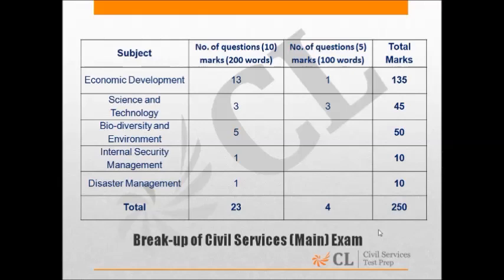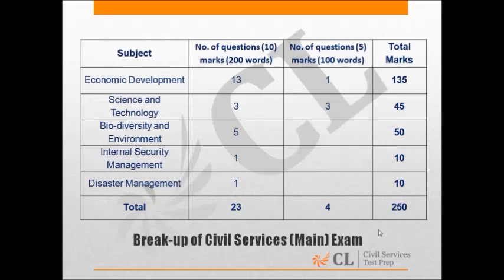Now the second topic is technology, or more precisely science and technology. There are 3 questions of 200 words carrying 10 marks each, and 3 questions of 100 words carrying 5 marks each. Basically in technology we can see the application of technology. The questions are not based on general science, but on general technology, which can best be defined as the application of technology. Thus 45 marks for technology.